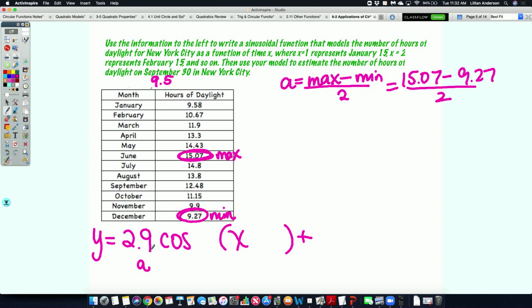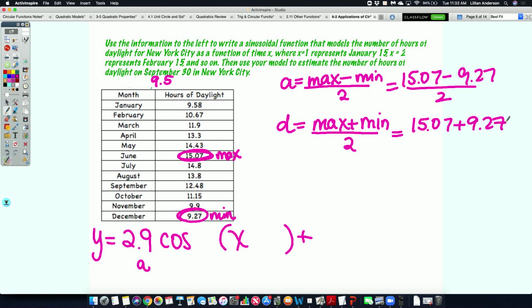Okay? Since I know my max and my min already, it will be the easiest thing to find D next. D is my vertical shift, so that's max plus min divided by 2. So now I'm going to add those two values and divide by 2. What did you get? 12.17? All right, 12.17. Okay. Questions on how I find A or D?